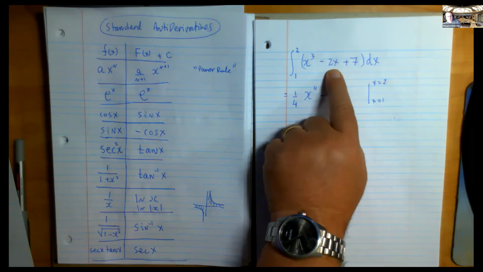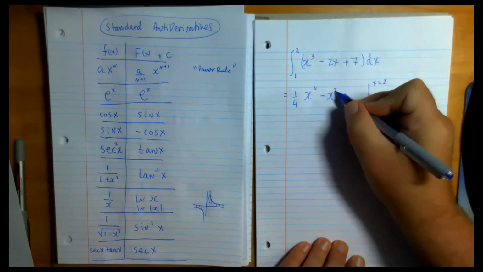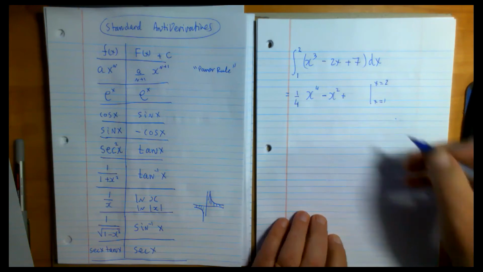What's the antiderivative of 2x then? Just be x squared in this case. And the one that we didn't do, although hopefully you'll be able to figure it out, what's the antiderivative of a number, like in this case 7? 7x.